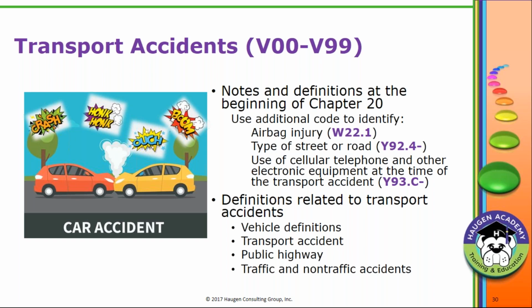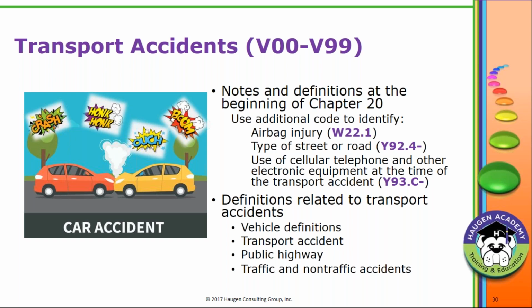Also, they do say to code the type of street or road the patient was on at the time. There are codes in category Y92.4 that specify whether they were on an interstate, a state street, or a highway. It gets extremely specific. And then this one's my favorite, I would love to see the data on this one: how many people were using a telephone, a cell phone, or other electronic equipment at the time they were in their car accident?